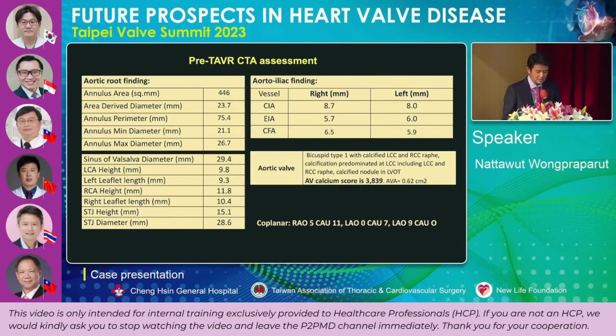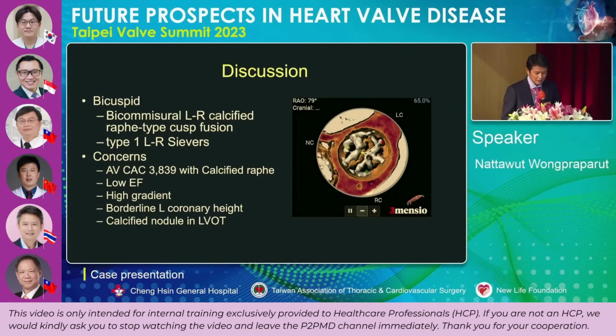This is her pre-assessment CTA with an annulus area of 446 and borderline low coronary heights of 9.8 on the left and 11 on the right. I think this is a bicommissural valve with left and right calcified raphe, type 1. The concern is aortic valve calcium of 3800 with calcified raphe, low ejection fraction, gradient of about 70, borderline low left coronary height, and some calcified nodule in the LVOT.